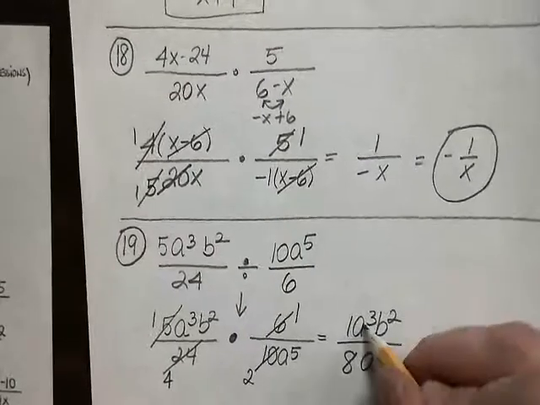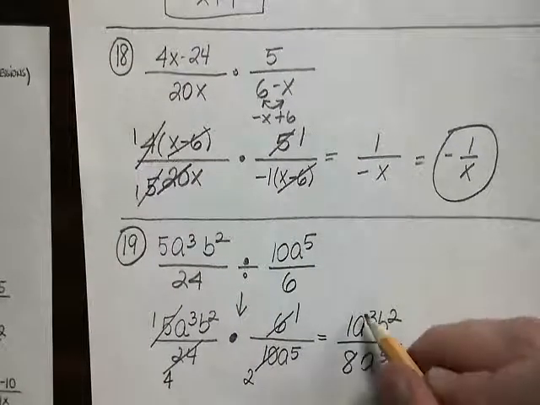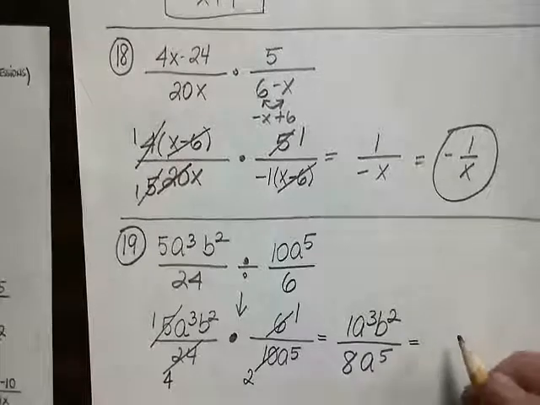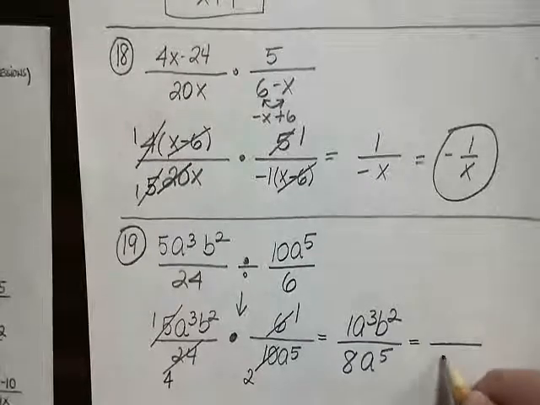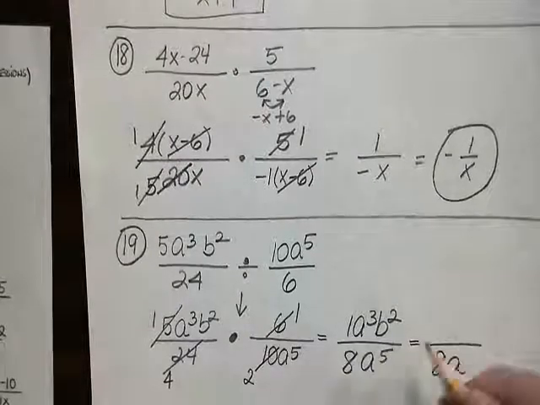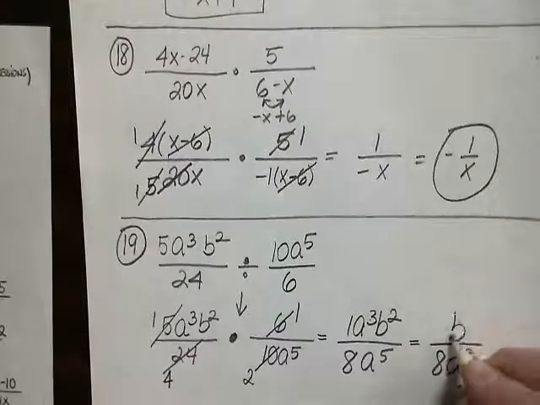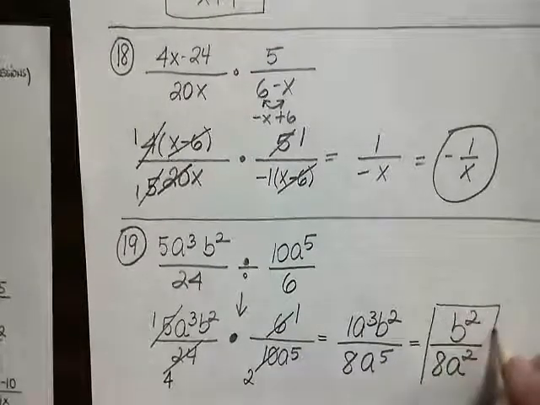Then once you have done that, then you just do the division of the letters. So since a to the 5th is bigger, a is going to stay on the bottom, and 5 minus 3 is 2, and on top I just have b squared. So that's my answer.